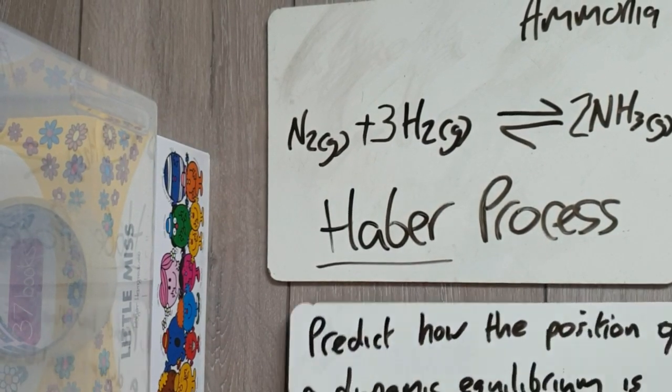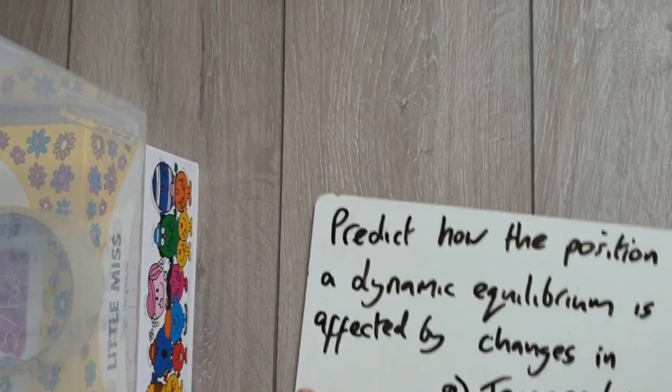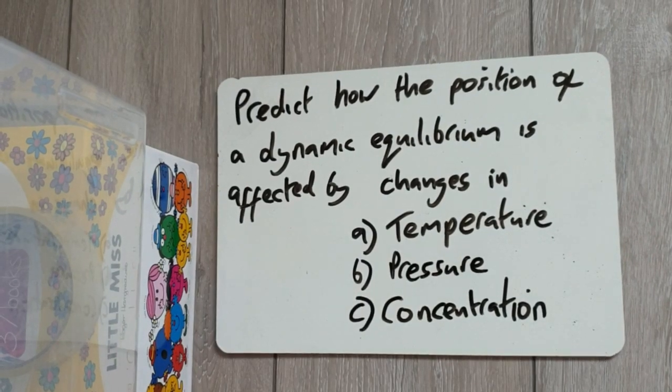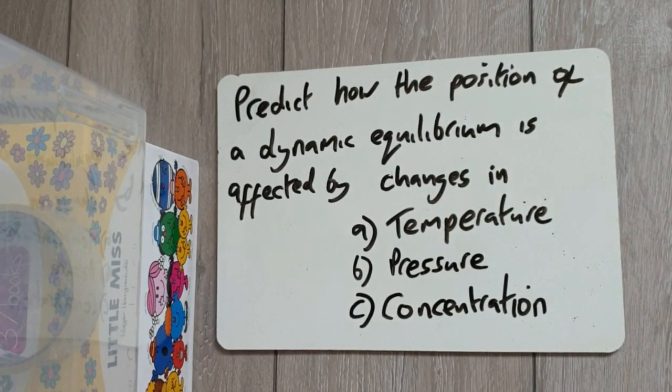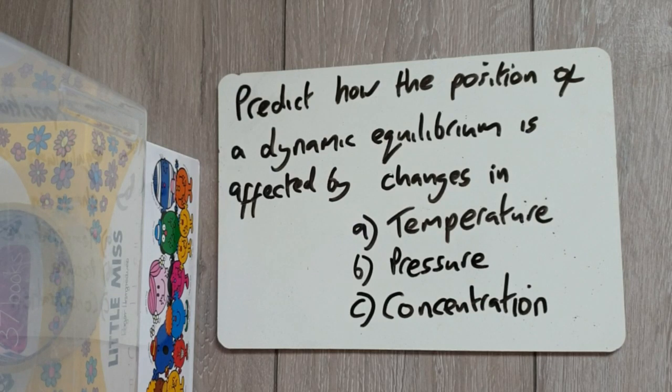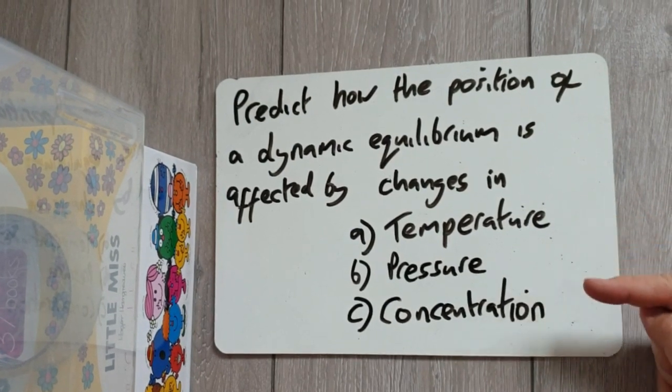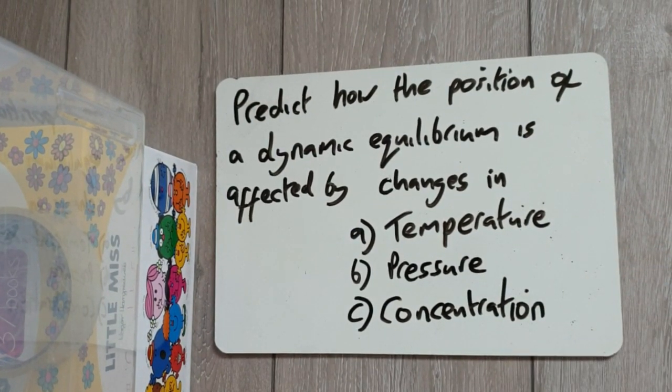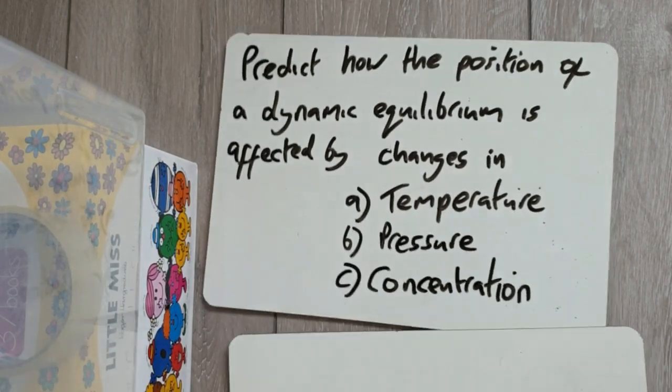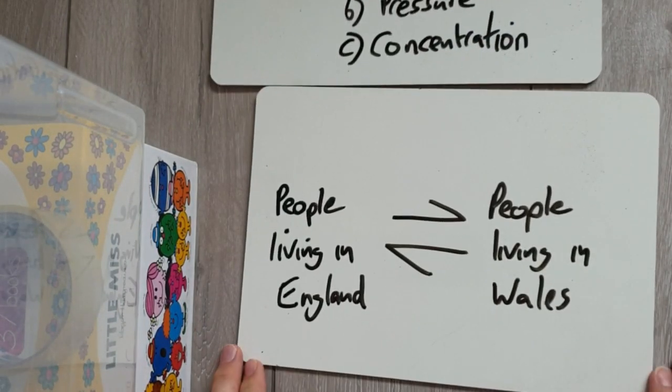And the last thing we're going to go through in this video today is this. You need to be able to predict how the position of a dynamic equilibrium is affected by changes in temperature, pressure, and concentration. For that, I'm going to go through and use this example.